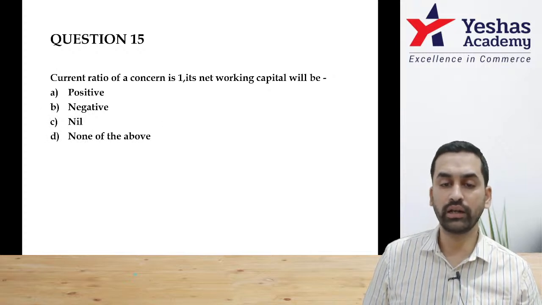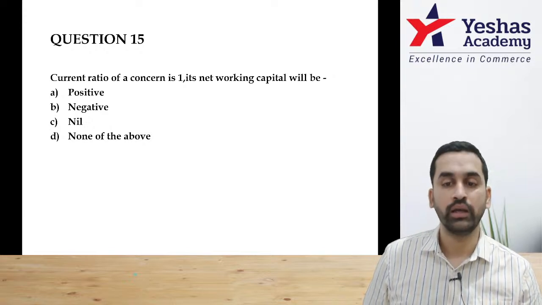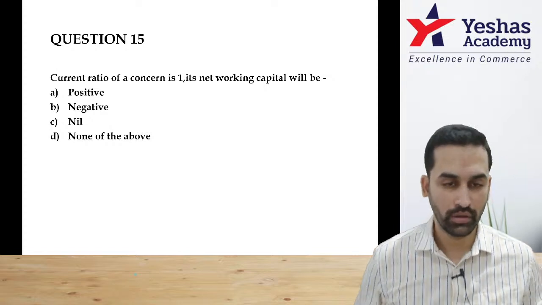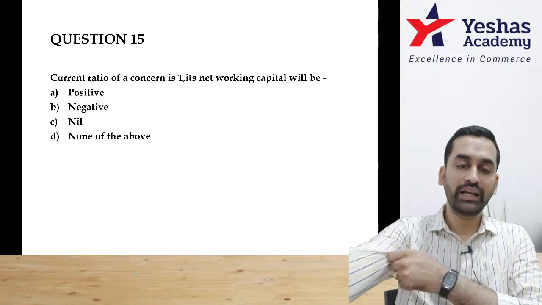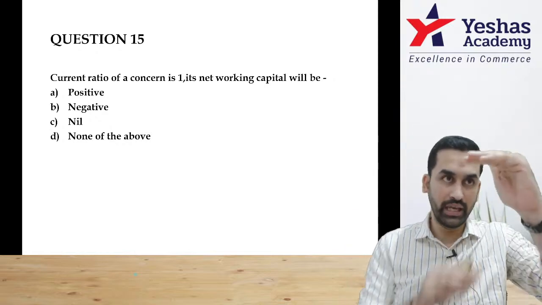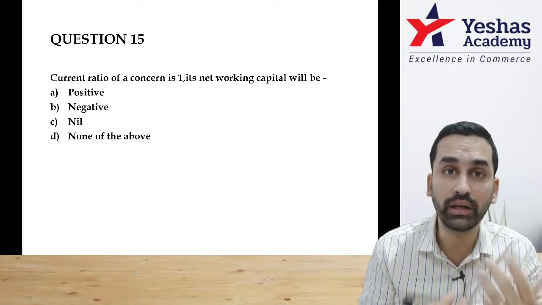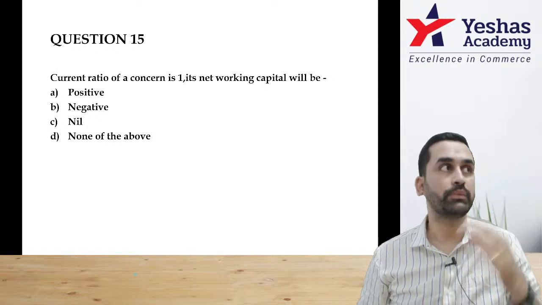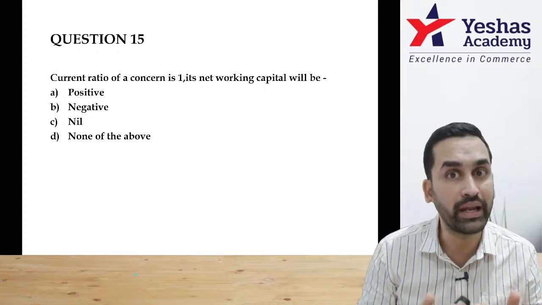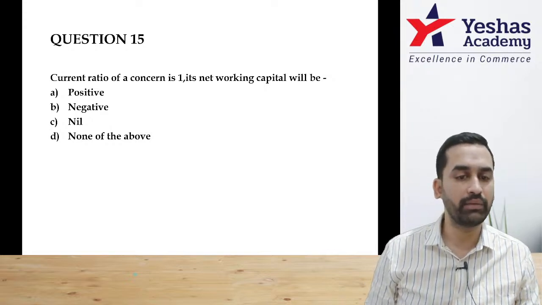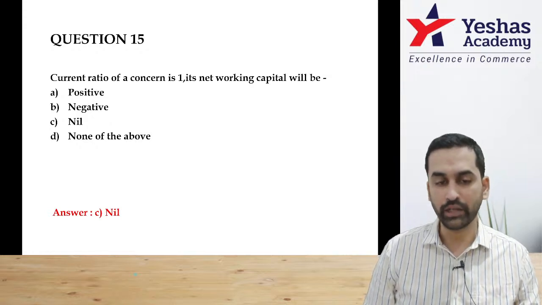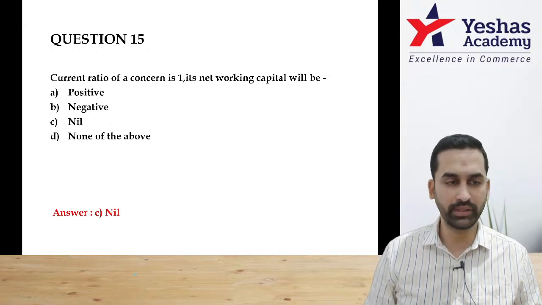Go slow. This is a little confusing actually. Current ratio of a business concern is 1. Its net working capital will be dash. Guys, please understand the question first. Current ratio is 1. That means CA by CL is the same number. CA by CL is 1. That means a number divided by the same number. That means current asset and current liability should be the same value. If current asset and current liability are the same value, then their working capital will be 0. It should be nil. CA minus CL should be 0.